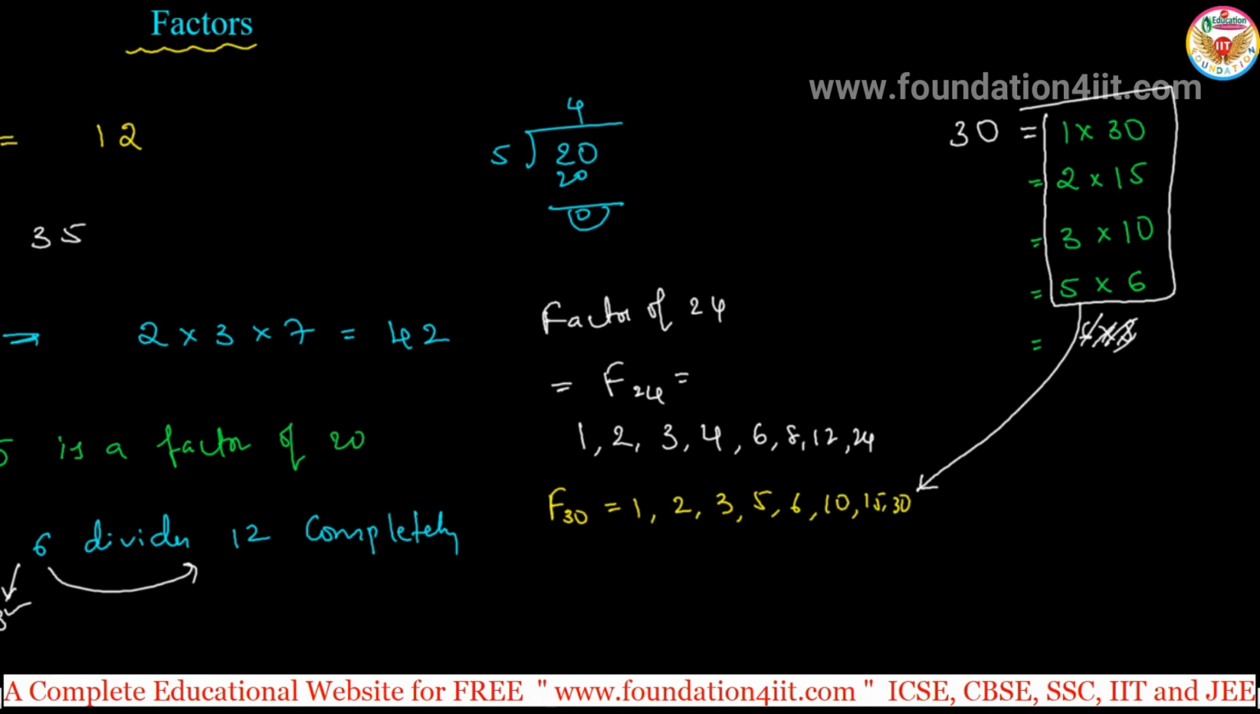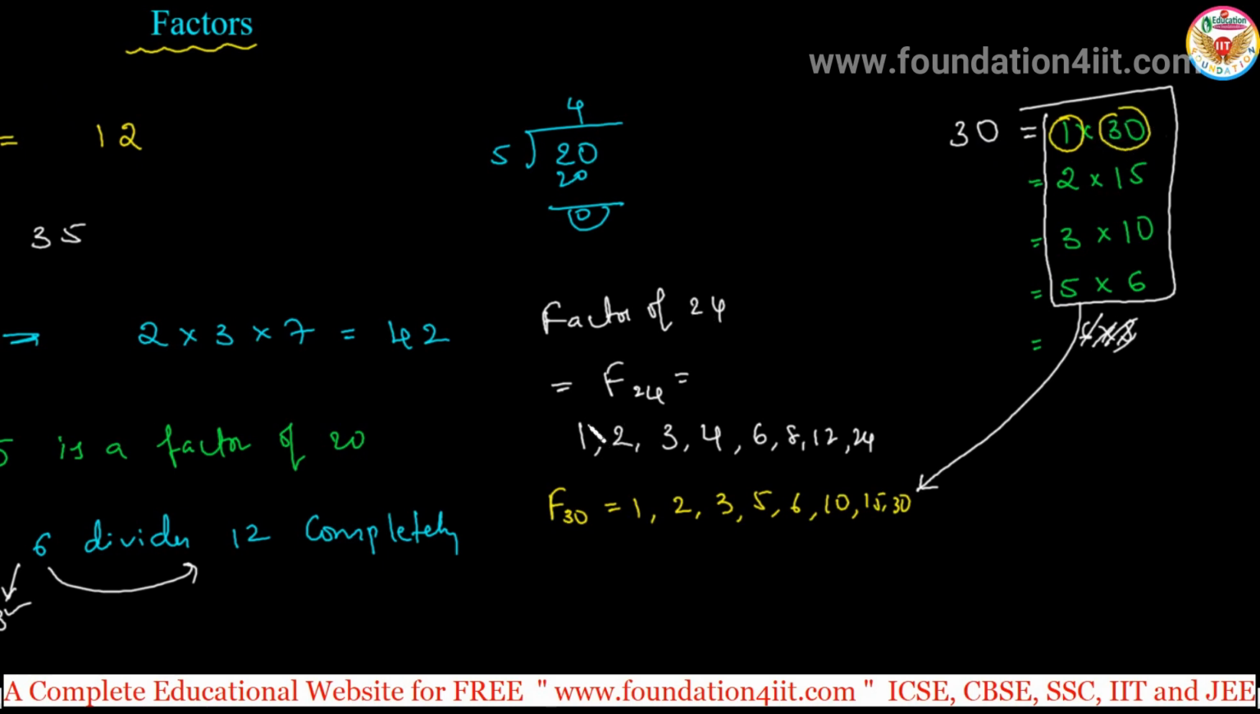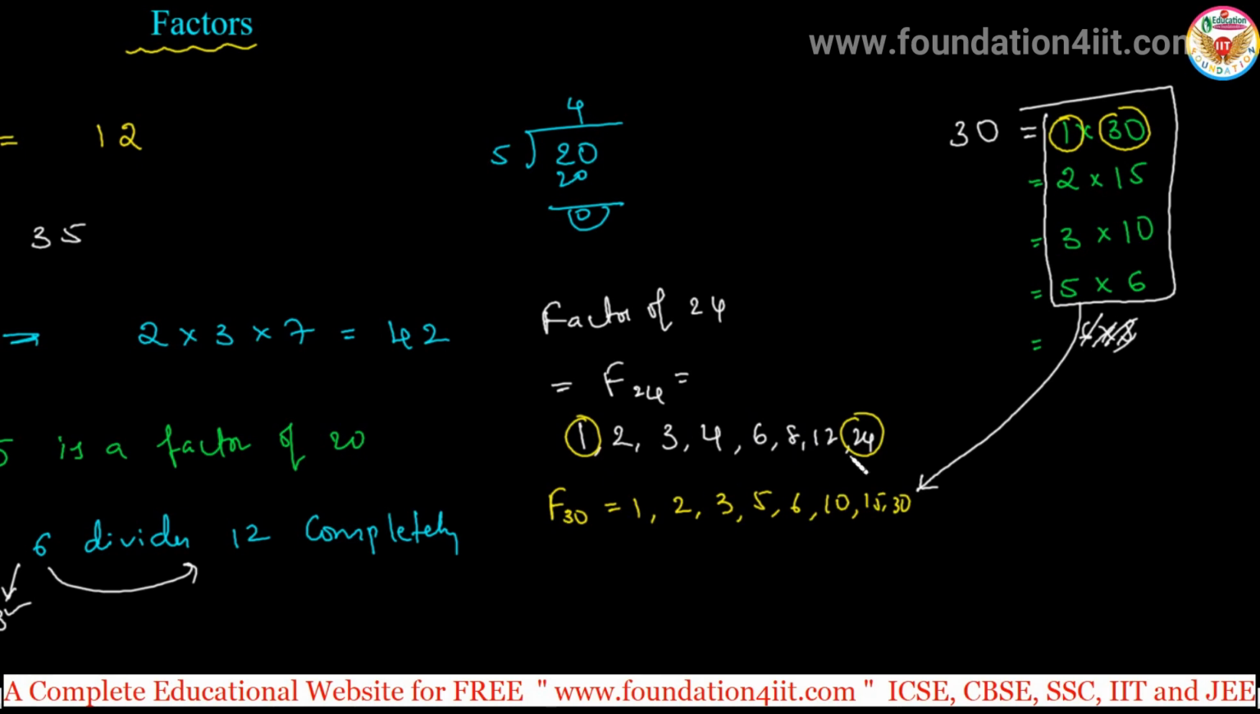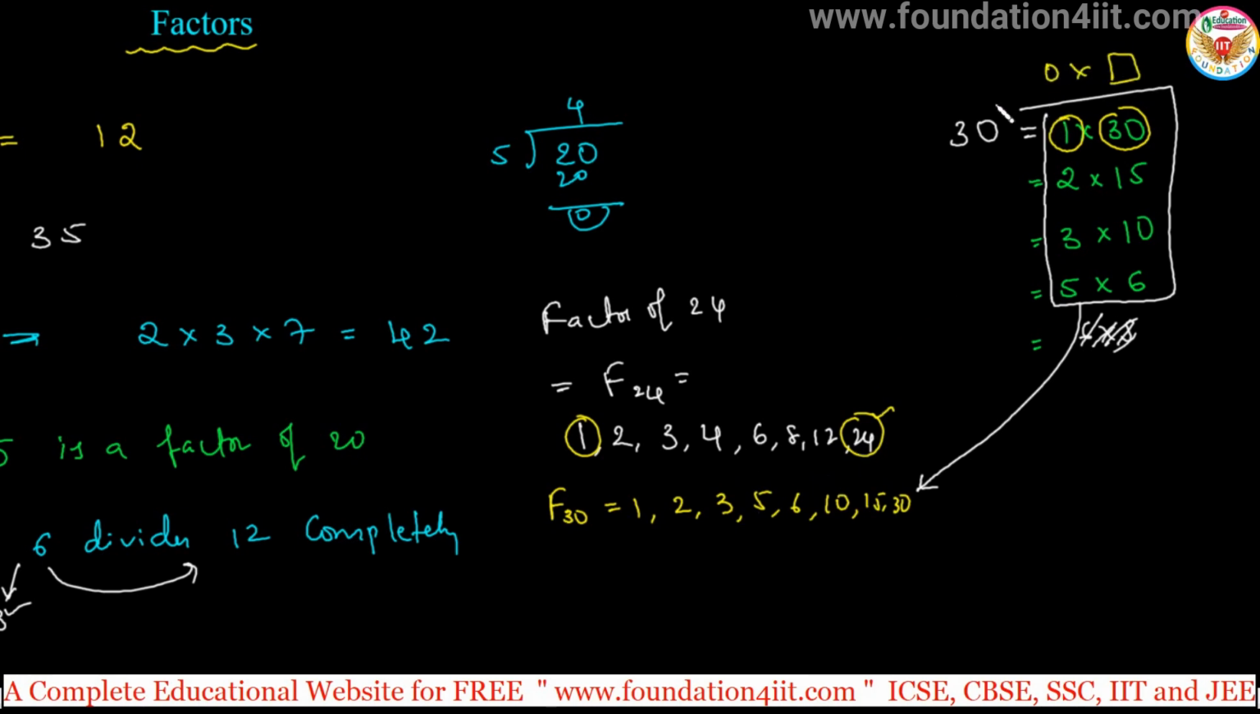If you notice, in this set 1 is the common factor for all. So 1 is the common factor for every number, and itself. So for the factors of 24, there's a 1 and 24 is there. That means 1 and itself are the common factors for every number. So 1 is a factor for every number. Every number is also a factor of itself. And 0 cannot be a factor of any number. So don't consider 0. 0 into something, you'll never get 30.